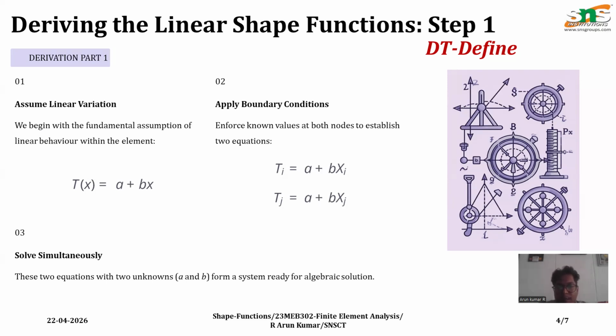Applying the boundary conditions enforces the known values at both nodes and establishes two equations. The first is Ti equals a plus b xi, and Tj equals a plus b xj, based upon your x coordinate system, giving two equations. Solving these simultaneously, we have these two equations with the unknowns. We want to calculate the two arbitrary constants.